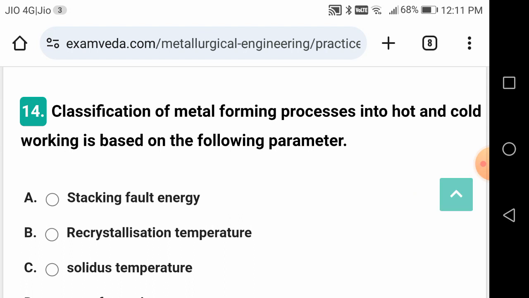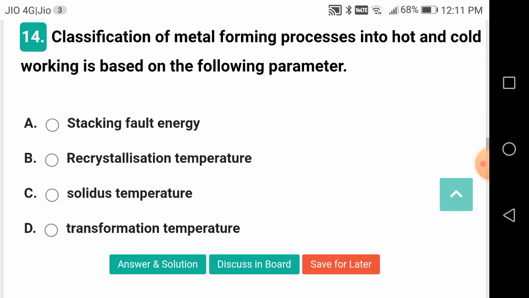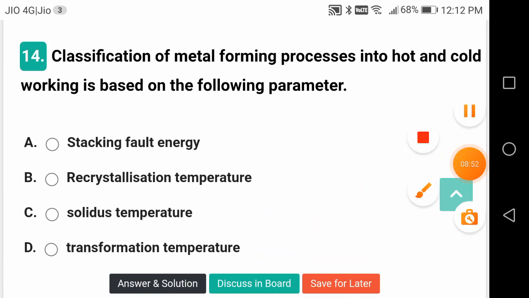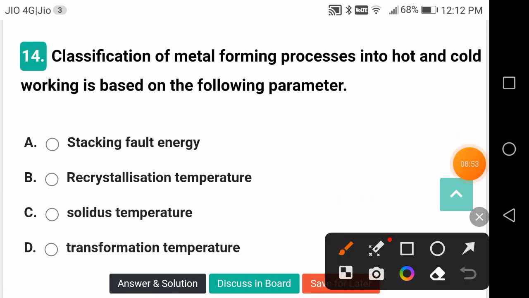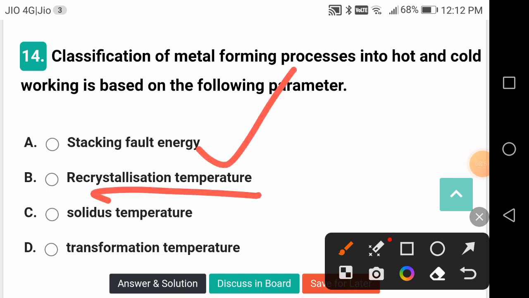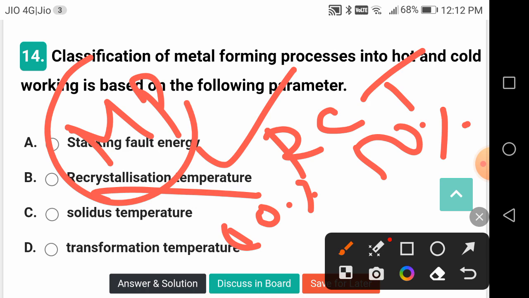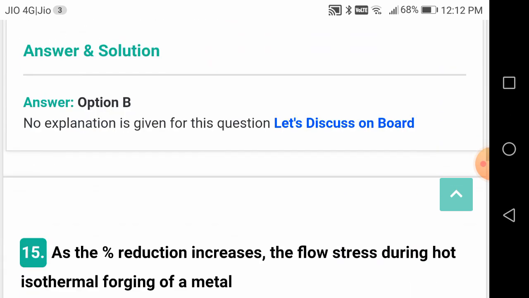Classification of metal forming process into hot and cold working based on the following parameter: recrystallization temperature. This is a good question, friends. Above recrystallization temperature, the process is called hot working process. Below the recrystallization temperature, it's called cold working process. Normally, RCT will be 40 to 50% of the melting point for any metal.